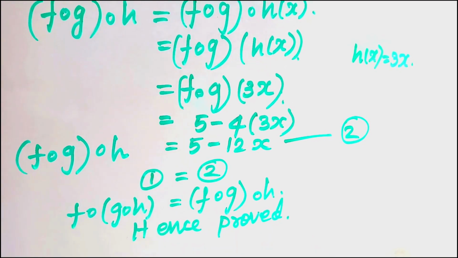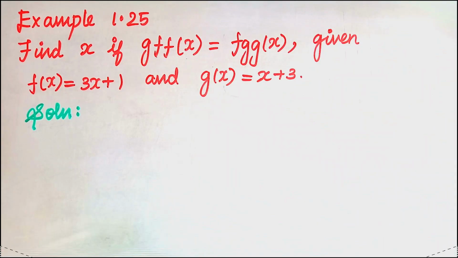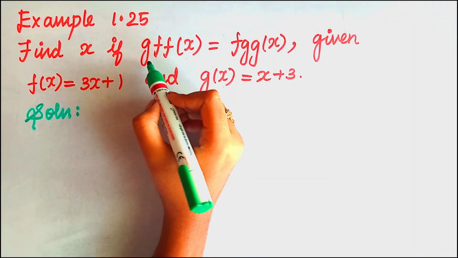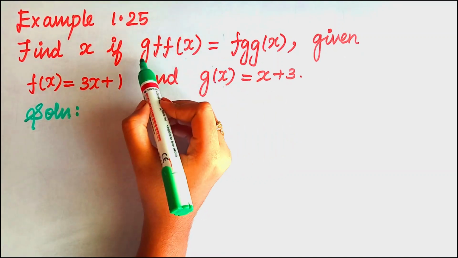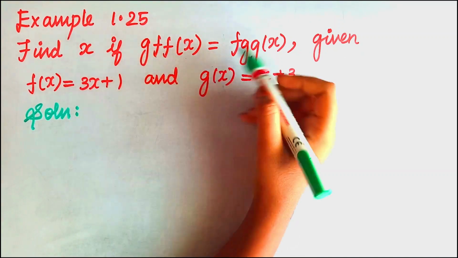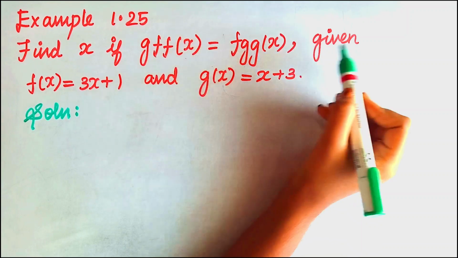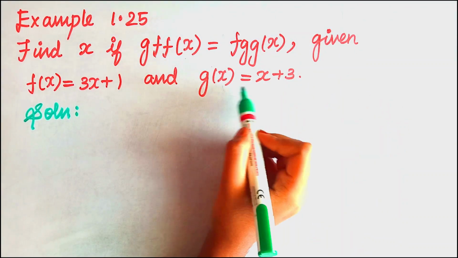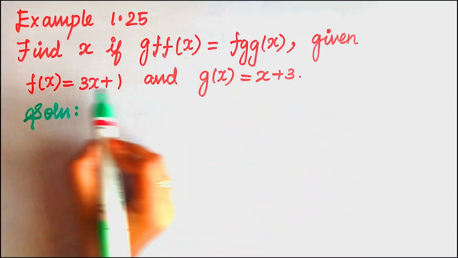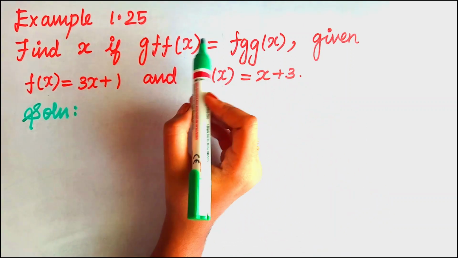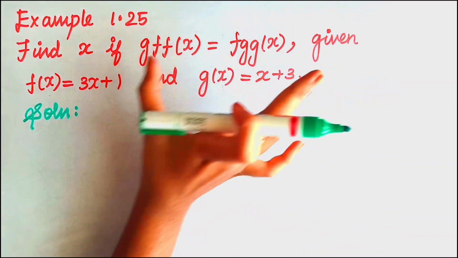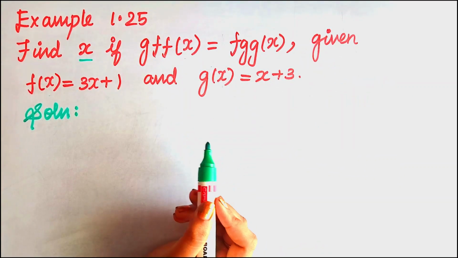Now let's go to the next sum. Example 1.25. Find x if (g∘f)(x) is equal to (f∘g)(x), given f(x) is equal to 3x plus 1 and g(x) is equal to x plus 3. They have given f(x) and g(x), and they have given this equality, where this equation is equal to this equation. Therefore we have to find the value of x.